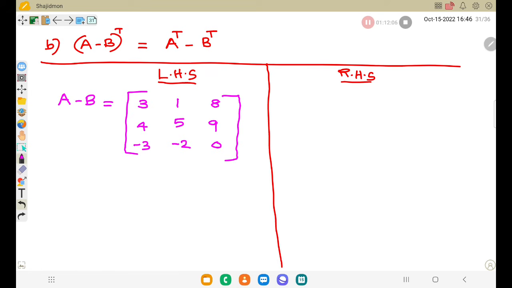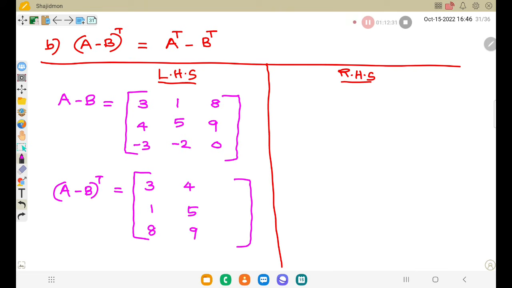So we got the A minus B matrix. Now the A minus B matrix transpose. (A minus B) transpose equals, just rotate this matrix, write rows like columns. So the first row, 3, 1, 8, becomes the first column. Second row, 4, 5, 9, second column. Third row, minus 3, minus 2, 0, third column. Hope you understood what (A minus B) transpose is.